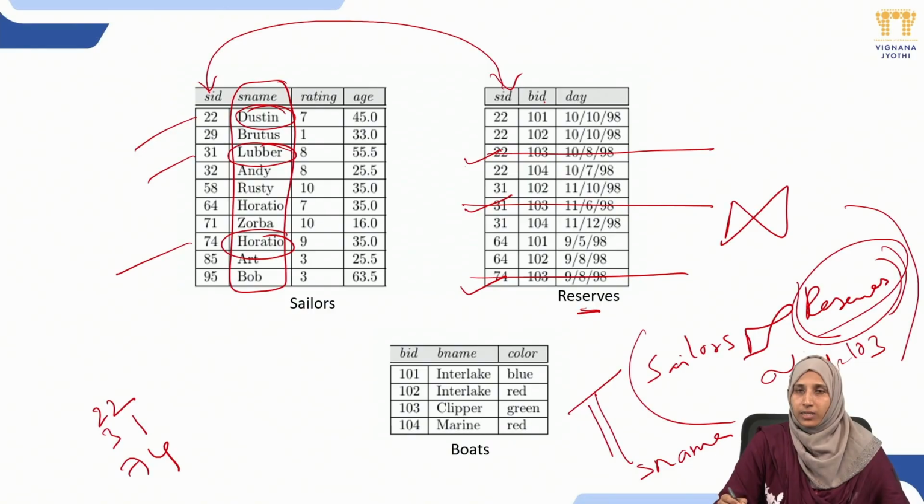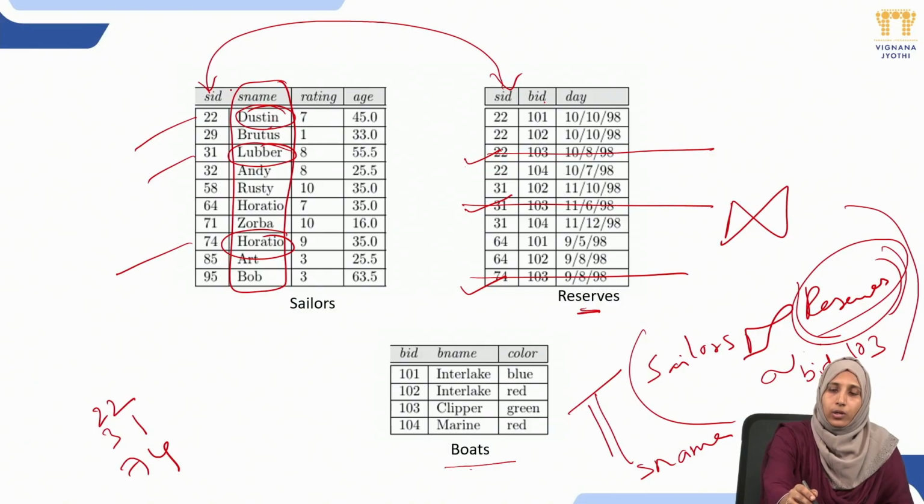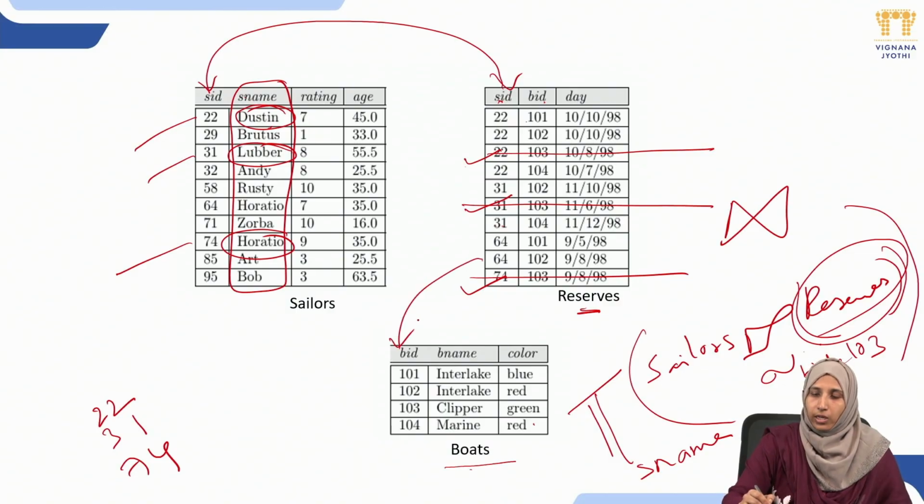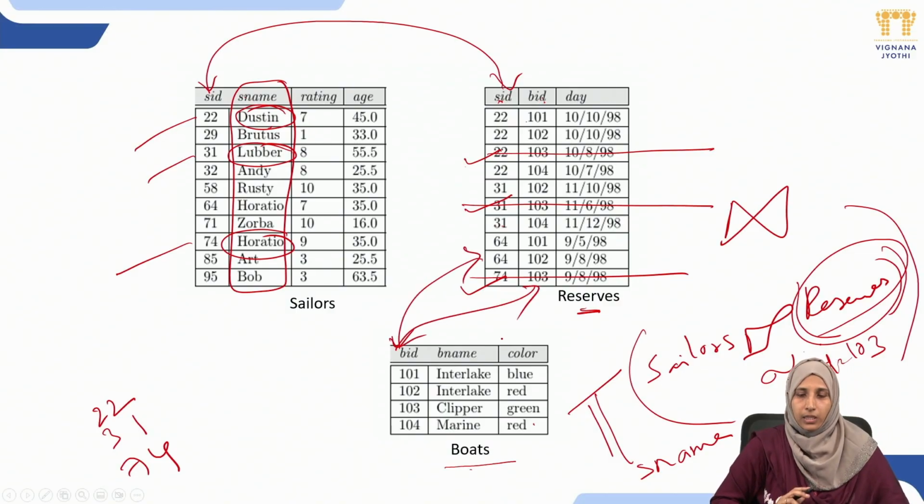Where is that color column present? The color column is present in the boats table. If I want to extract the sname, I have to join these two tables first based on the SID. If I want to get the color of the boat, I have to join these two tables based on the common column BID. So totally I need three tables. So how to join that?